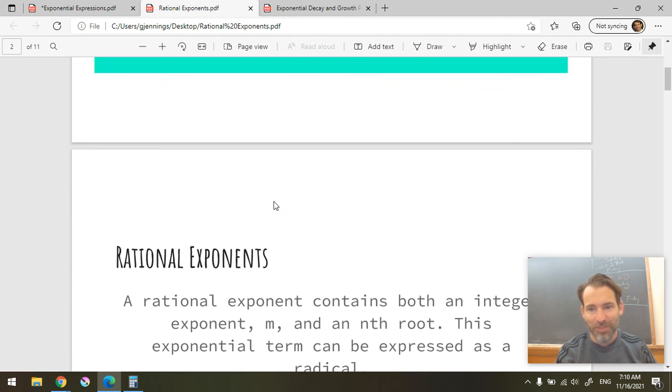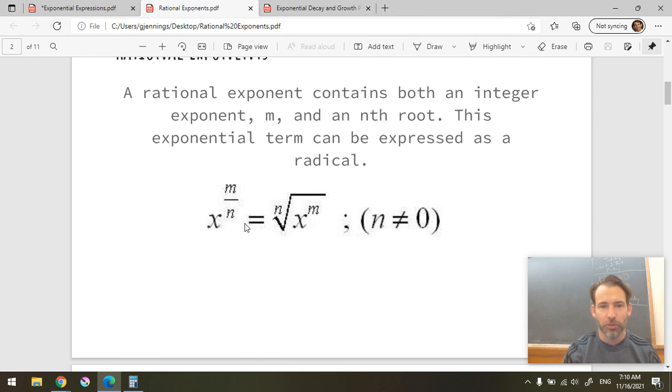Okay, rational exponents, everyone. Rational exponents are cool. They are exponents that are fractions. Rational means a ratio number, and ratio numbers like these are rational exponents. So we have a rational number as the exponent in a power here. And we can rewrite these with nth roots. So what's the meaning of an nth root?